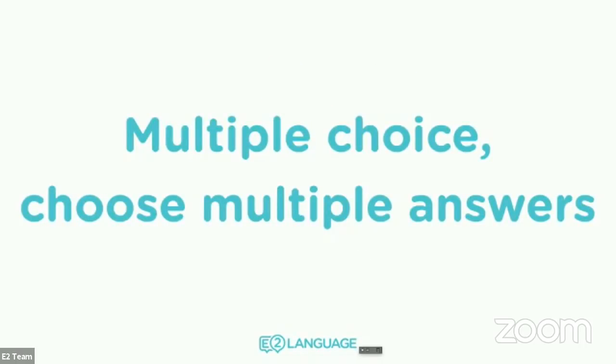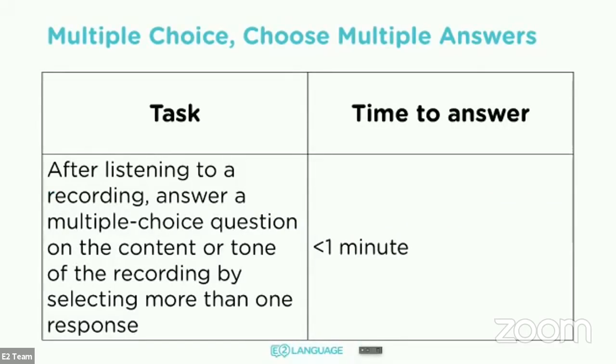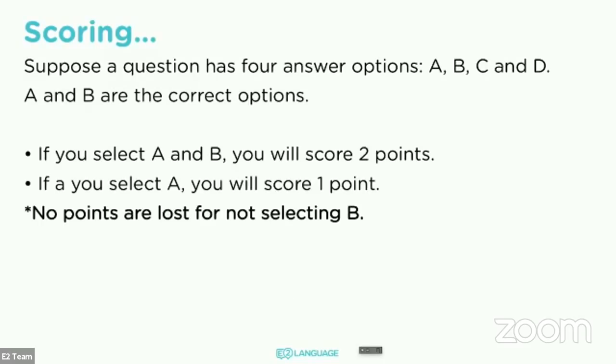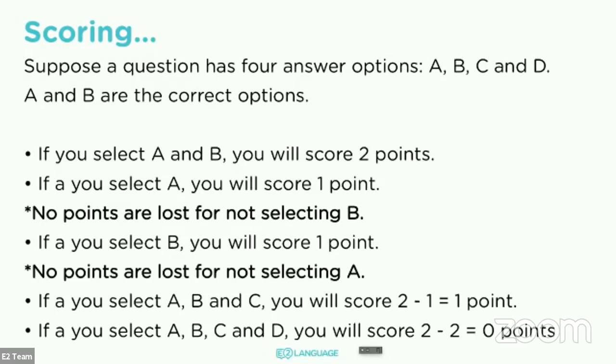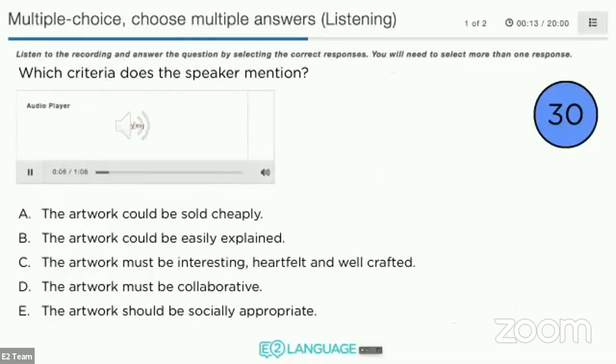Multiple choice, choose multiple answers. The task is to do this. After listening to a recording, answer a multiple choice question on the content or tone by selecting more than one response. The same scoring applies to this task as it does for reading, okay? So you can select one and be safe. You can select two, of course. There will always be at least two answers, or you could go ahead and select three.